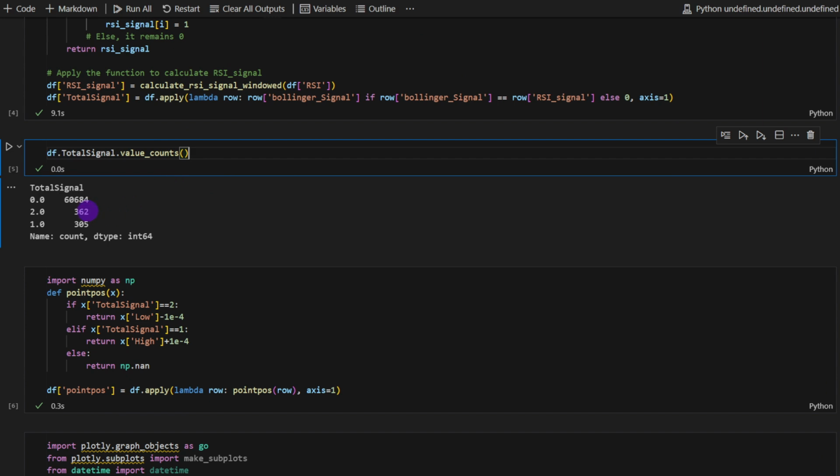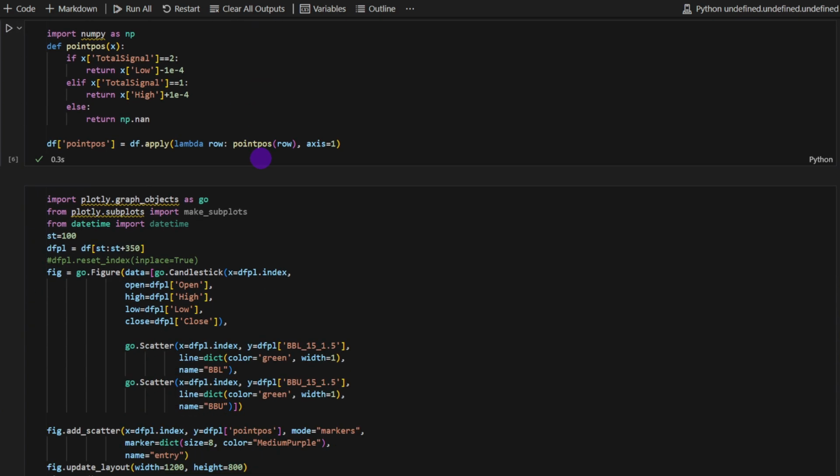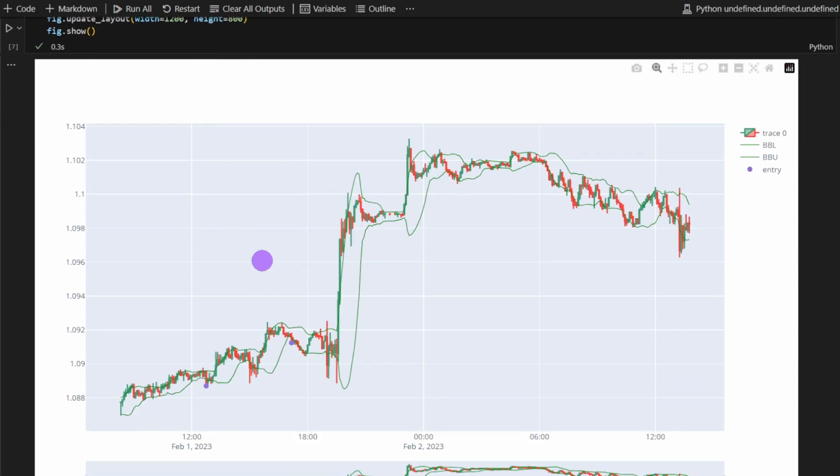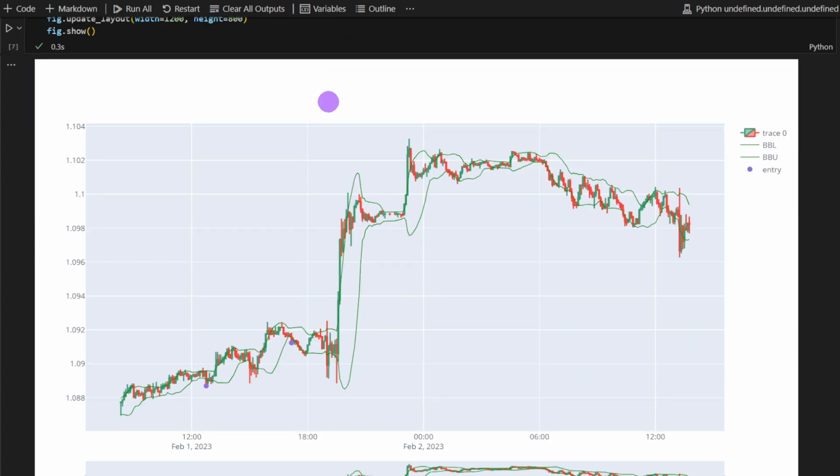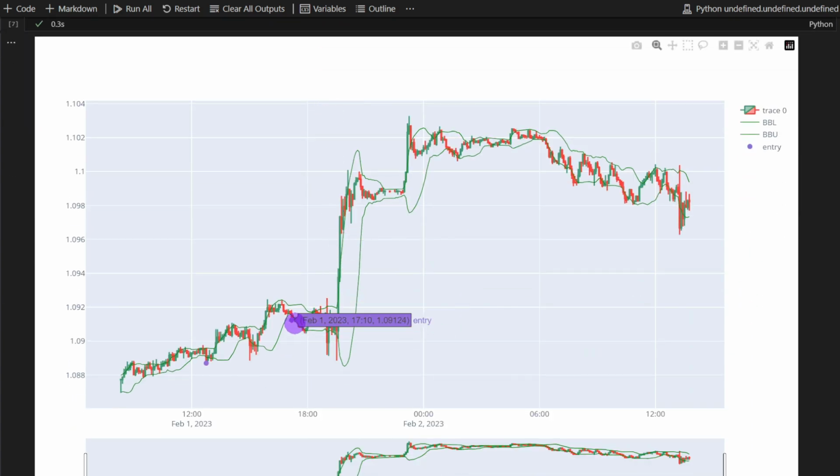So I'm checking how many signals I have in my data. We have 362 long signals, 305 short signals. Then we can plot these. So I'm plotting the signals here on this chart. This is just a small slice of our data. So I'm taking between index 100 and 350, so 250 candles. And we can see we have a signal here.